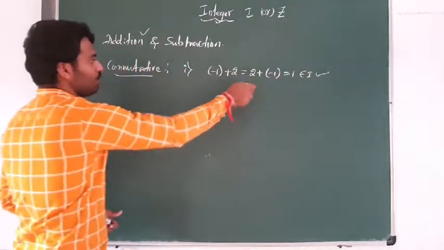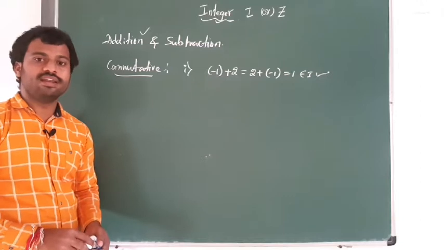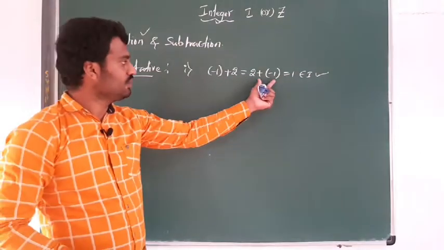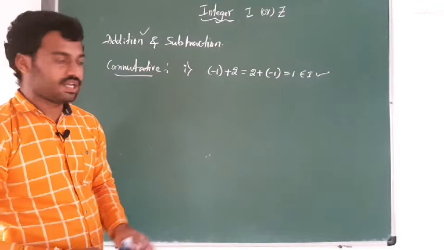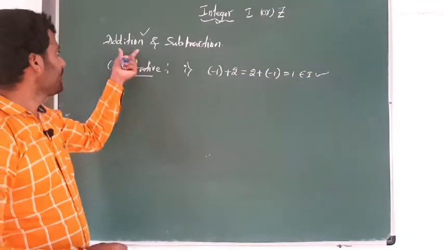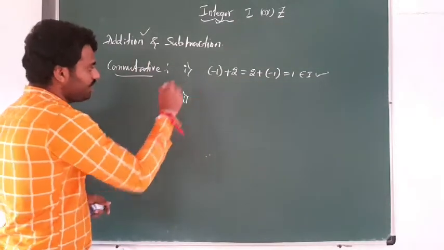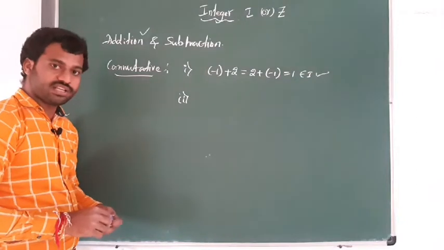It is satisfying. One more thing, both are equal. This one is equal to this one. Clear or not? Yes, commutative property is satisfying under the addition. Clear? So in the second, is commutative property satisfying under the subtraction or what?